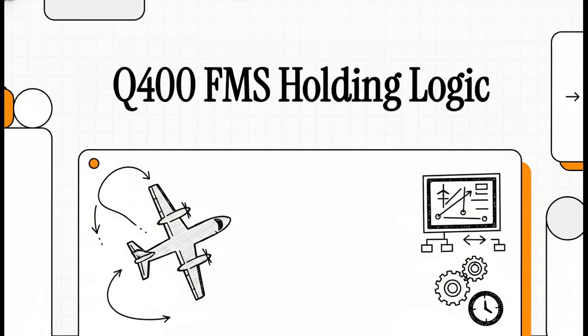Welcome to this explainer. Listen, if you're flying the Bombardier Q400, you already know that mastering the Flight Management System, or FMS, is absolutely critical for a smooth operation. I mean, especially when air traffic control decides to throw you a curveball, right? So today, we're diving straight into the step-by-step Q400 FMS approach logic, specifically focusing on what happens when you're tasked with holding during approach operations.